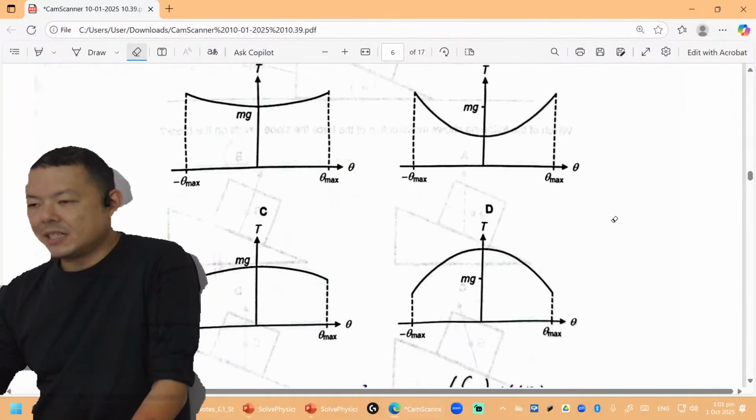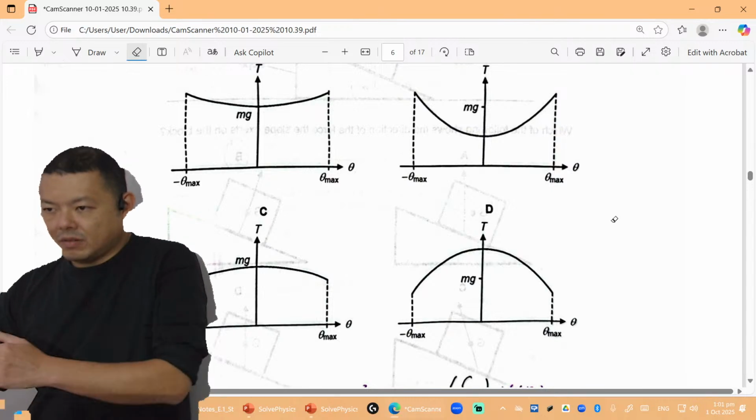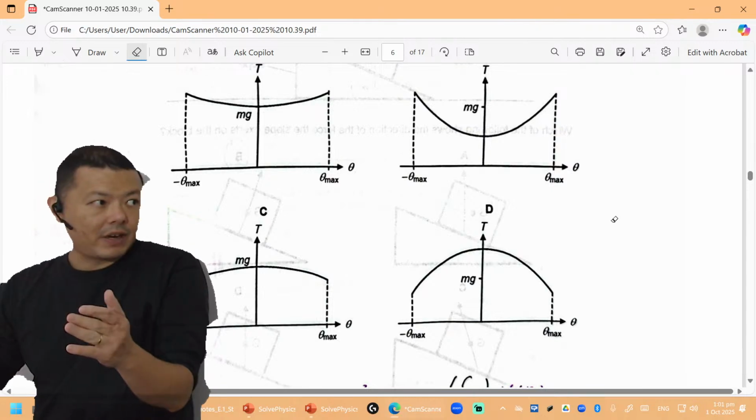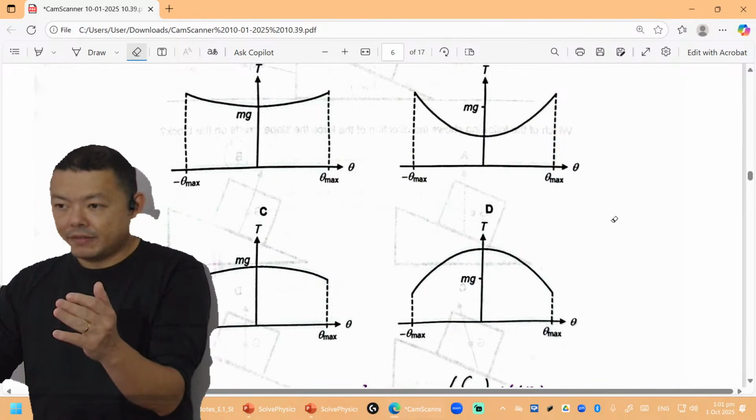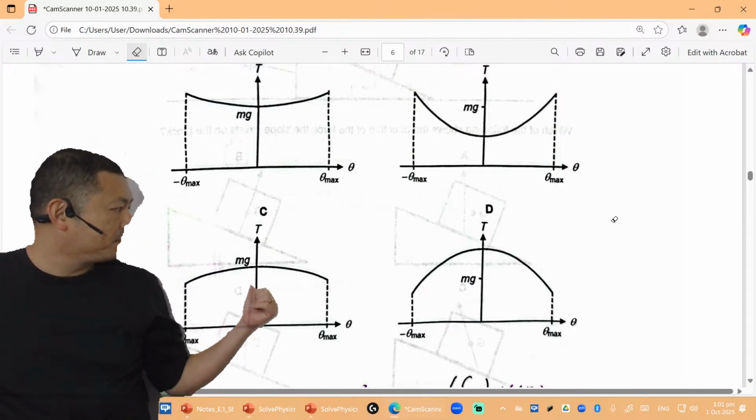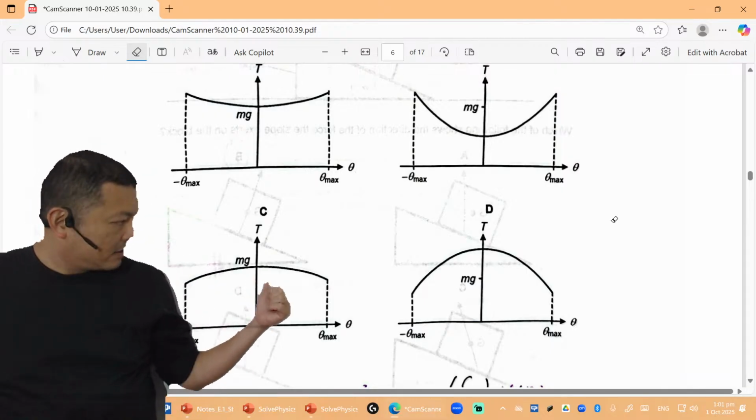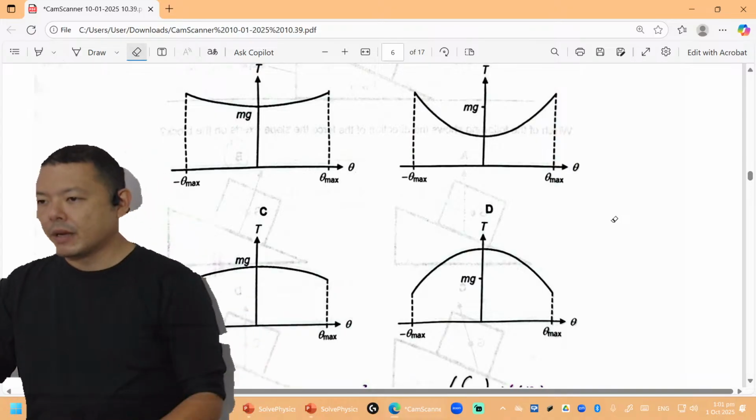No choice. This one, D, is the best answer. So in real life, it's not ideal. In real life, the mg will be more, the T will be more than mg.